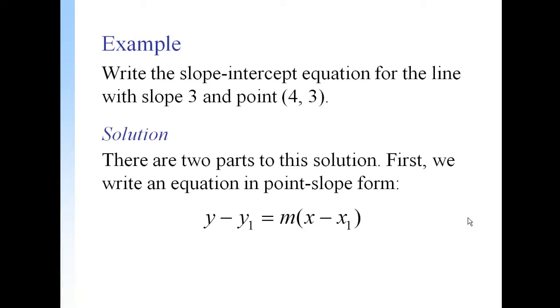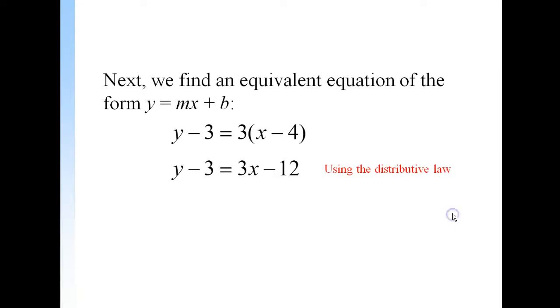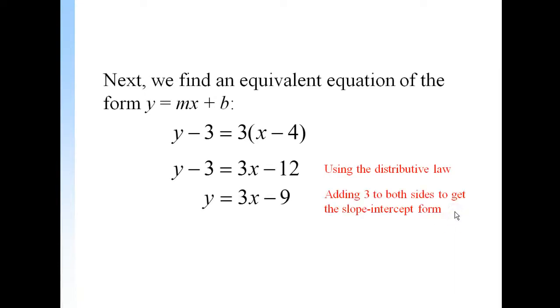So there's our point slope form. There's our substitution. And now we bring the negative 3 over, and it becomes a positive 3, and adding it to a negative 12 gives us a negative 9.